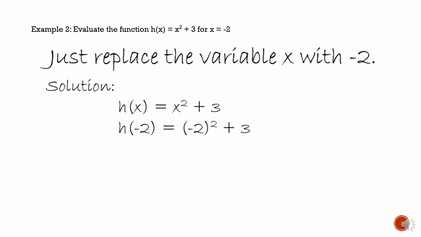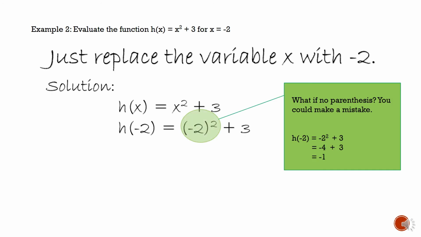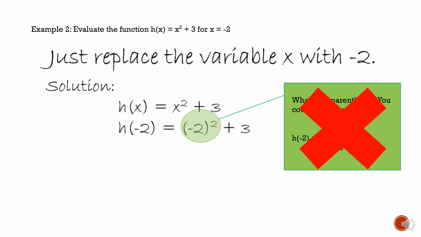What if you forget to put a parenthesis? What will happen? You see, negative 2 squared plus 3, the negative 2 squared will give you negative 4. And negative 4 plus 3 will give you negative 1, and that will make a wrong equation. It should have parentheses so that it will give you a value of 4. So next, sum up 4 plus 3, that will give you 7.